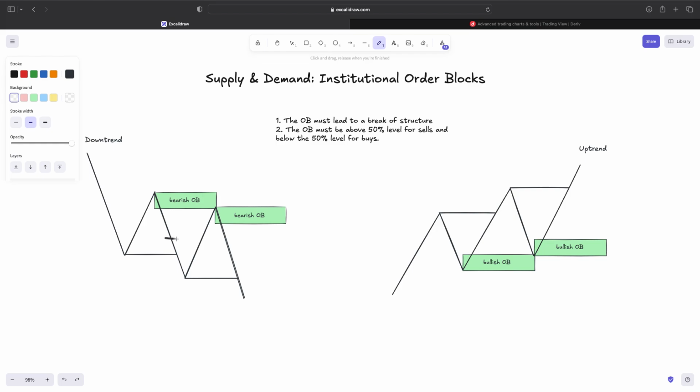Do not forget that we'll be having some selling interest whenever price starts trading above the 50% level of a particular price range. So this is our price range. We're going to wait for price to pull back all the way above the 50% level. Once price pulls back to above the 50% level, we want to be identifying some bearish order blocks. Again, like I mentioned, those bearish order blocks need to be above the 50% level in order for them to be of high probability.